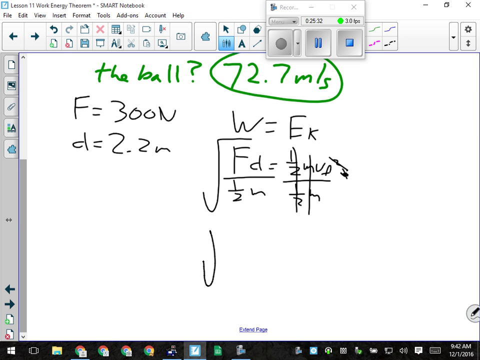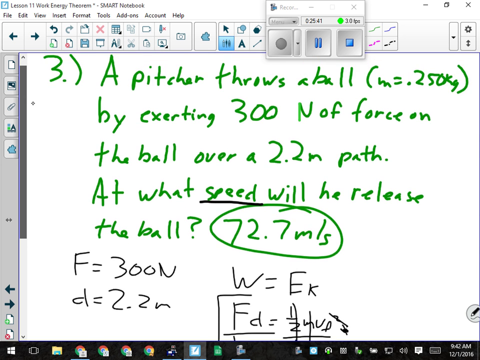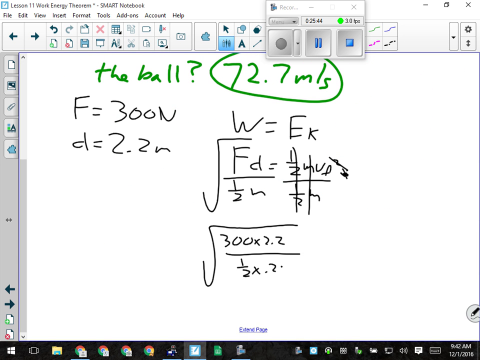When we plug in our numbers, we have 300 times 2.2 divided by 1/2 times the mass of the ball, which was 0.250 kilograms. When we do that, we should get 72.7 meters per second. That's a pretty basic one. The initial energy was 0. You just had to identify which type was being changed and then manipulate and solve, exactly like the steps say. Questions on that one?